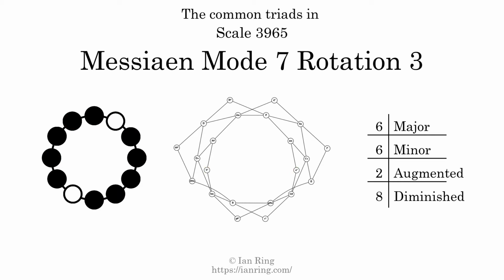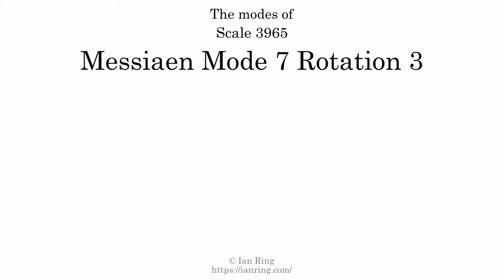Here is a Hamiltonian path of parsimonious voice leading that uses all the triads. This scale has 5 modes. The first mode is itself.